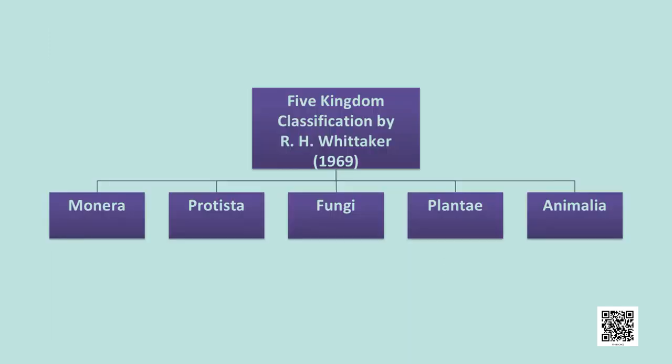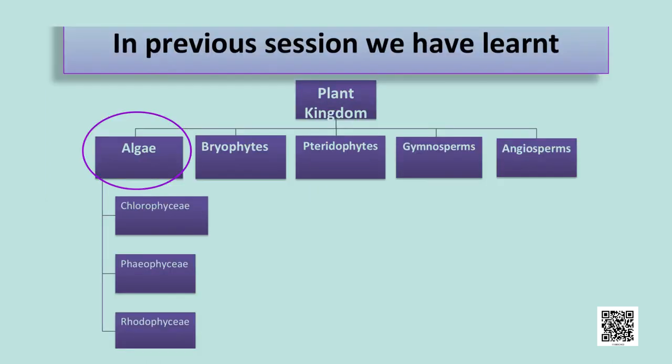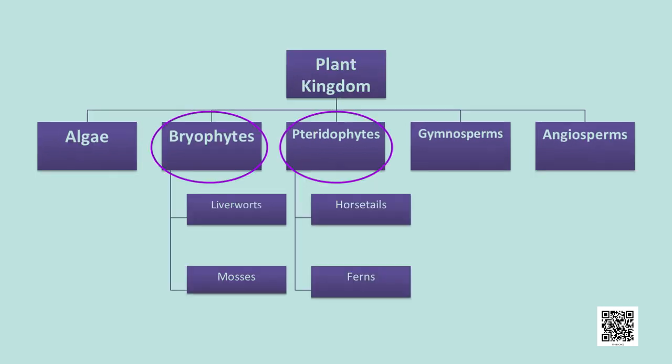In the previous session, we have already learned about the 5 kingdom classification and we have discussed algae under the plant kingdom. Within the alga group, we have learned about chlorophyceae, phaeophyceae and rhodophyceae. Today, we will learn about the next 2 groups of plant kingdom, bryophytes and pteridophytes, the division of bryophytes into liverworts and mosses and the division of pteridophytes into horsetails and ferns.